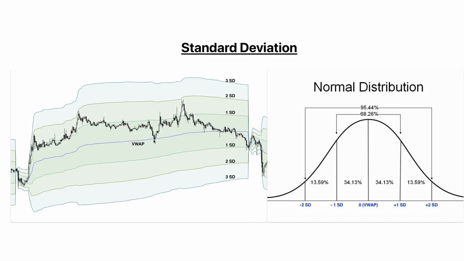So, in summary, we can see how VWAP is useful both for trend continuation and for fading overextended moves. So now let's move on to the next lesson.